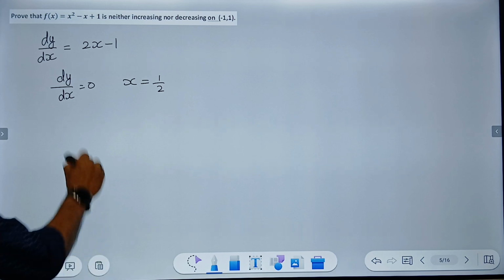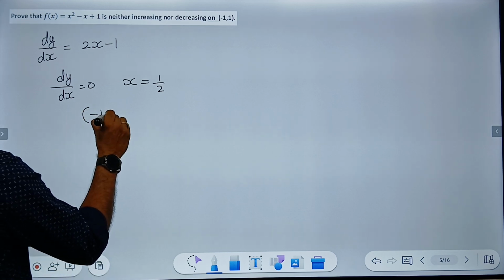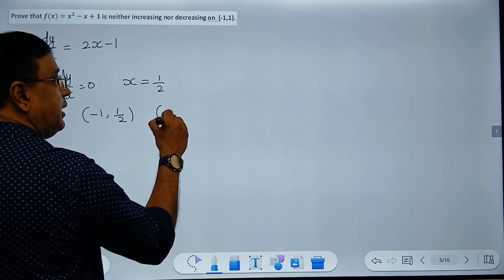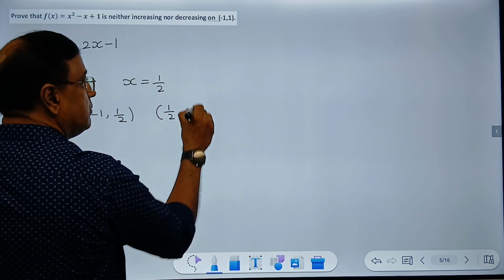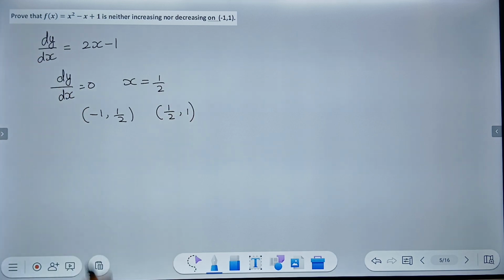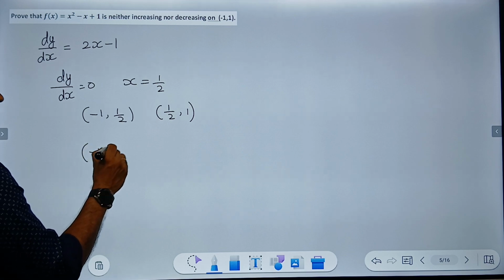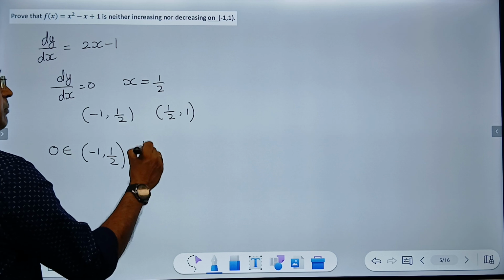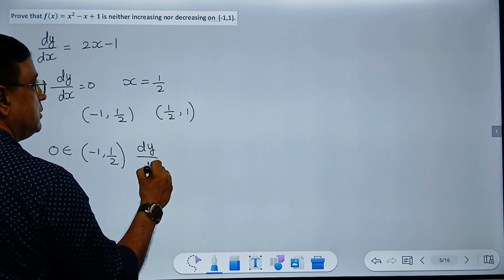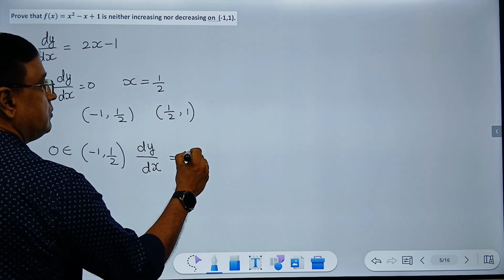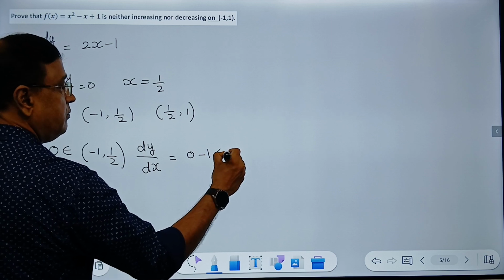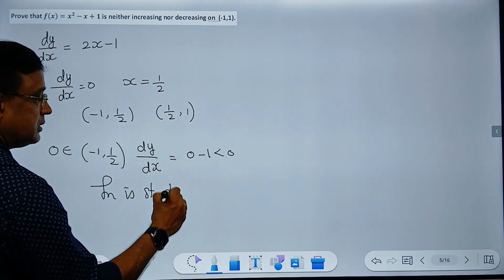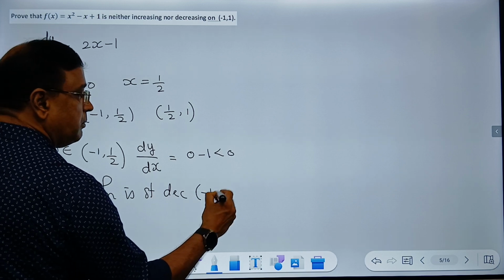Then what I do? I break the interval. Now what will be the interval? Minus 1 comma half, because it is only from minus 1 to 1. And then I have half comma 1. I choose a number between minus 1 and half. I will choose 0, and check what happens to my dy by dx. So my dy by dx will be 0 minus 1. It's negative. Therefore the function is strictly decreasing in minus 1 comma half.